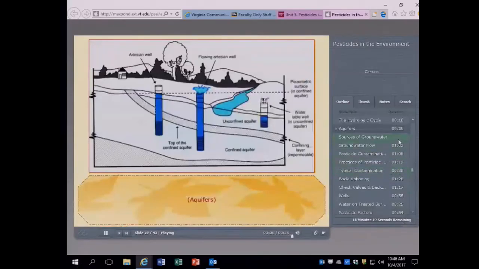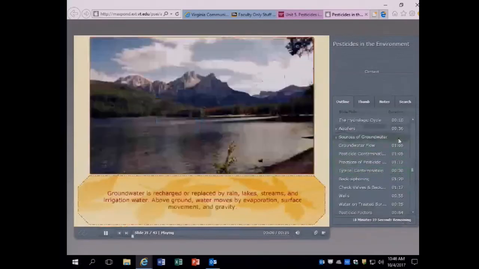The groundwater in the aquifers is recharged by, or replaced by, water moving through the ground to the aquifers from sources such as rain, lakes, streams, and even irrigation water. The above ground water moves about through evaporation, surface movement, and gravity.